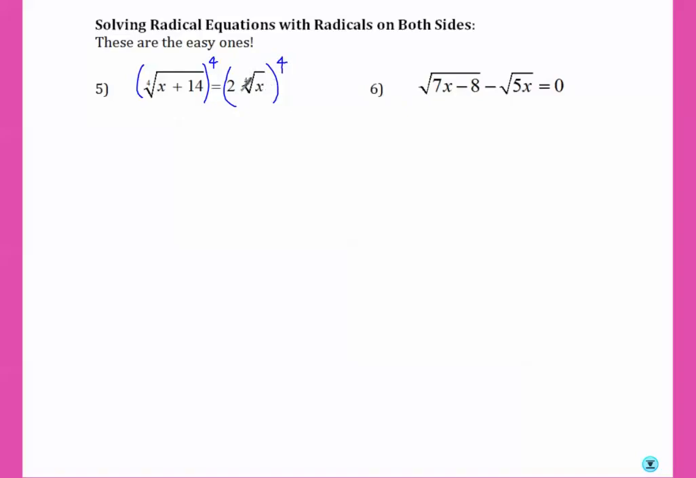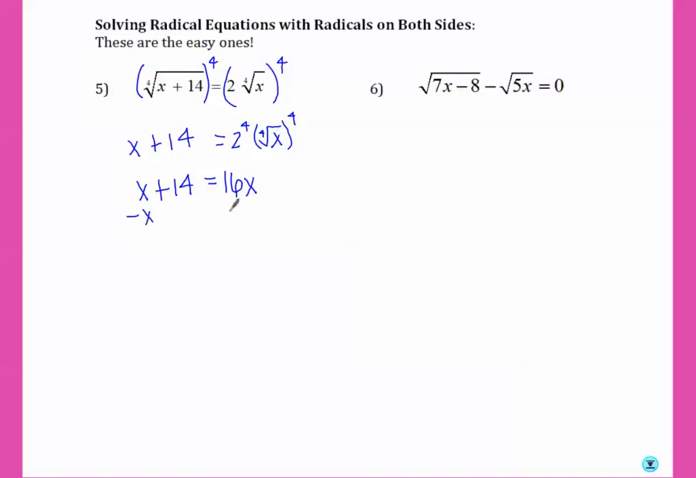Now, because there's no addition or subtraction sign in between these two terms, the 2 is just a coefficient. It's not a separate term. We can do 2 to the fourth and then the fourth root of x to the fourth. We can do them separately. So here we have x plus 14. And on this side, when we simplify, two to the fourth is 16. The fourth root of x to the fourth would just be x.